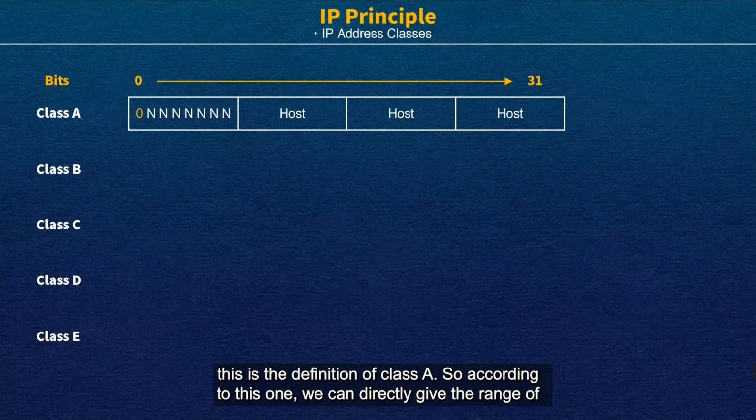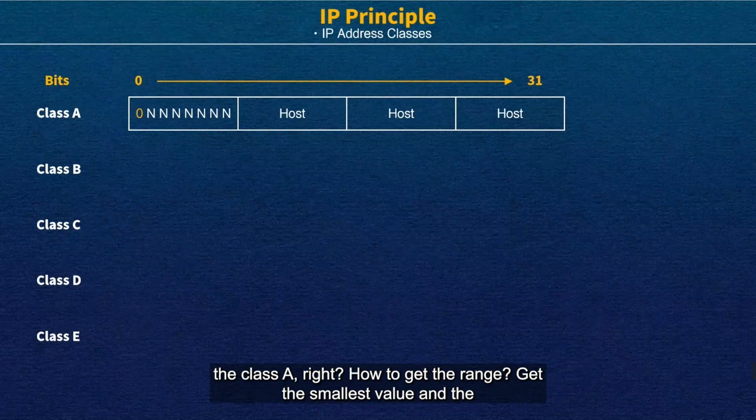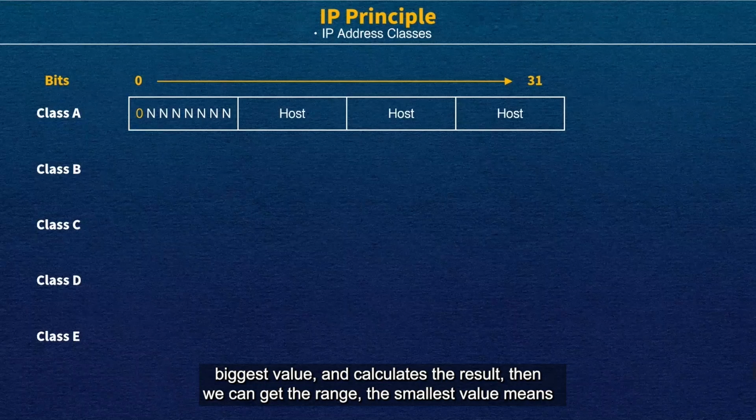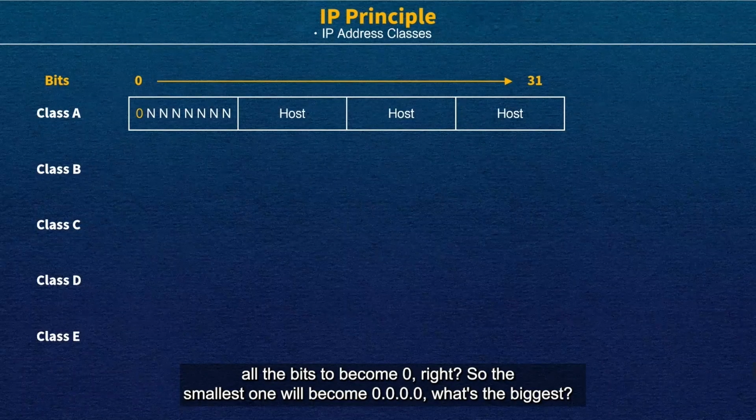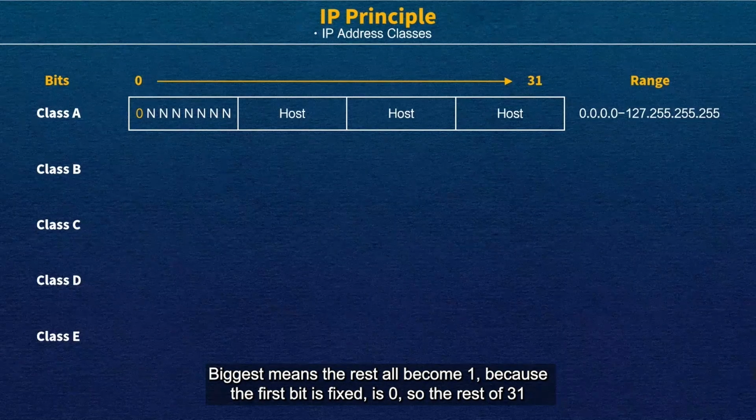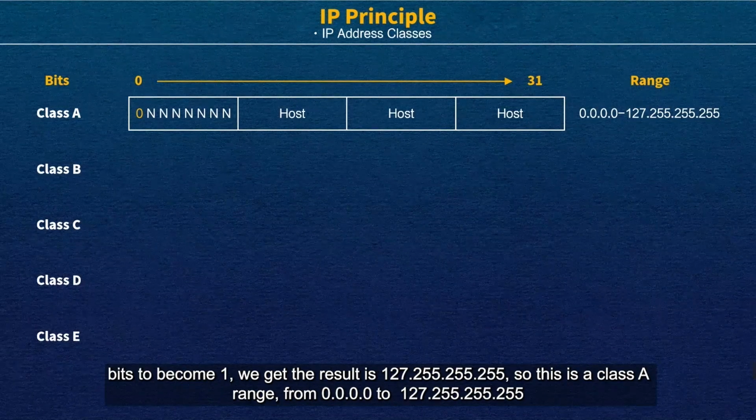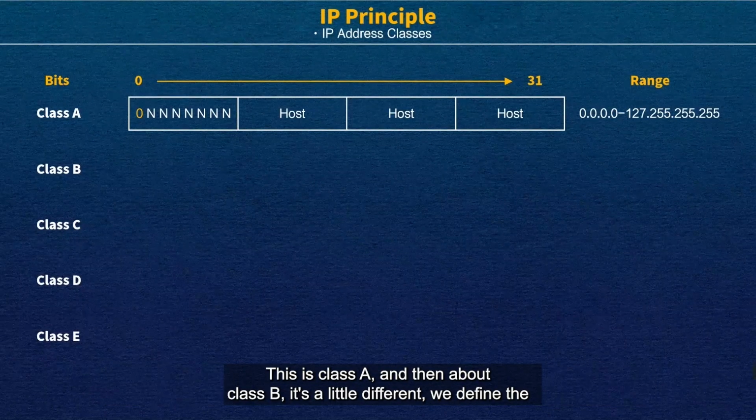So according to this, we can directly get the range of class A, right? How to get the range? Get the smallest value and the biggest value and calculate the result. The smallest means all the bits become 0, so the smallest one will become 0.0.0.0. The biggest means the rest become 1. Because the first bit is fixed as 0, the rest 31 bits become 1. The result is 127.255.255.255. So class A ranges from 0.0.0.0 to 127.255.255.255. This is class A.